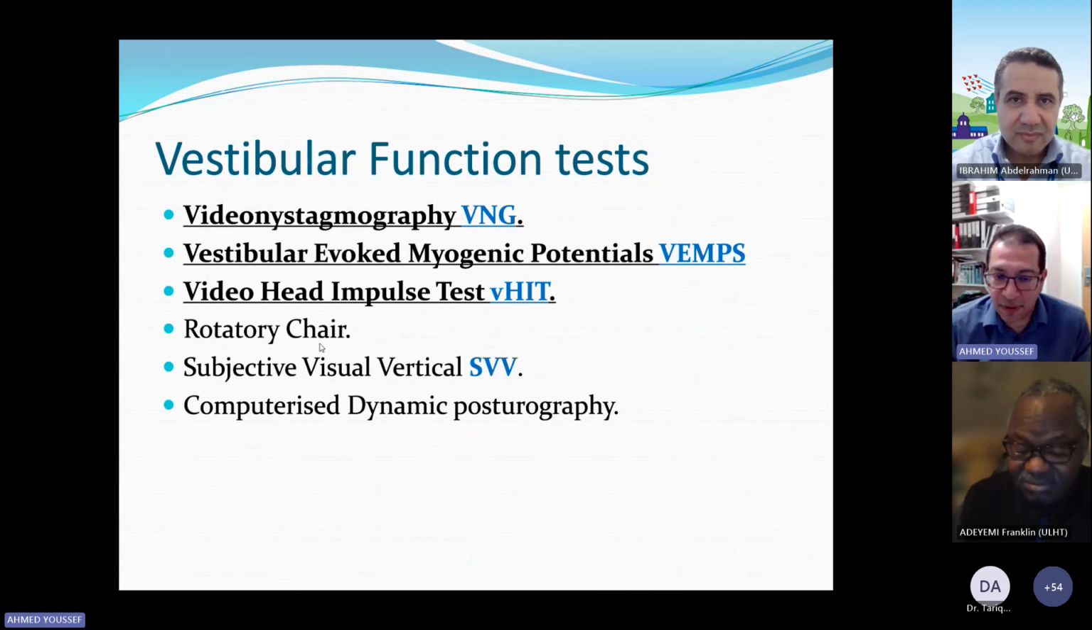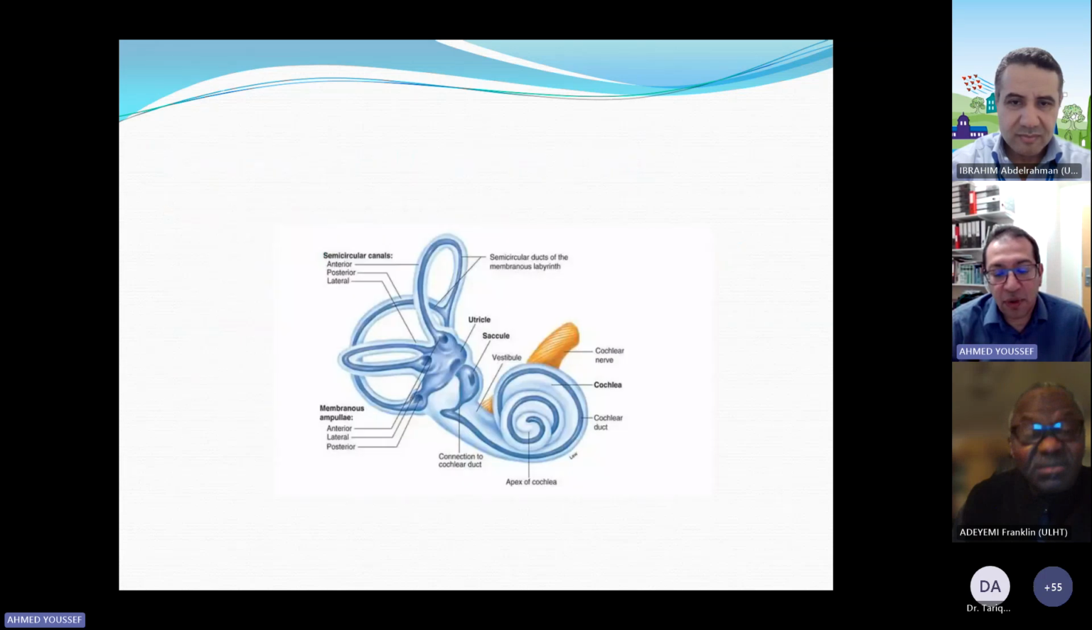There is definitely a rotatory chair, the subjective visual vertical, and the computerized dynamic posturography. I think the computerized dynamic posturography is present maybe in 1 or 2 centers across the whole of the UK. So we're going to go through the tests and just consider how helpful they are.